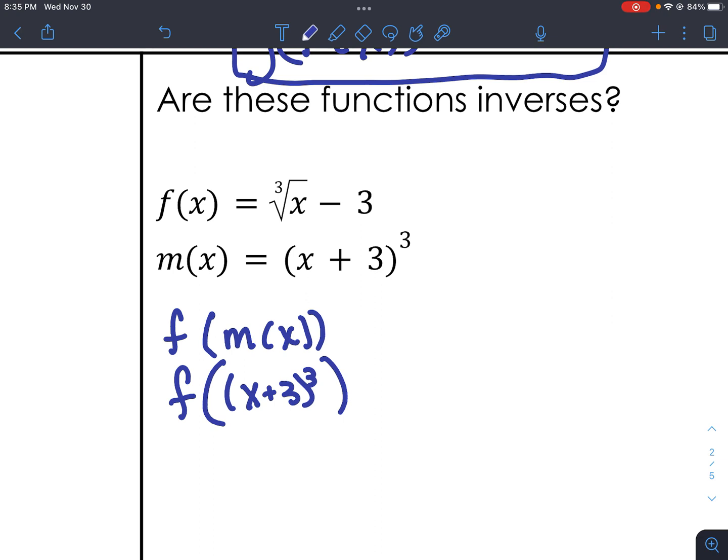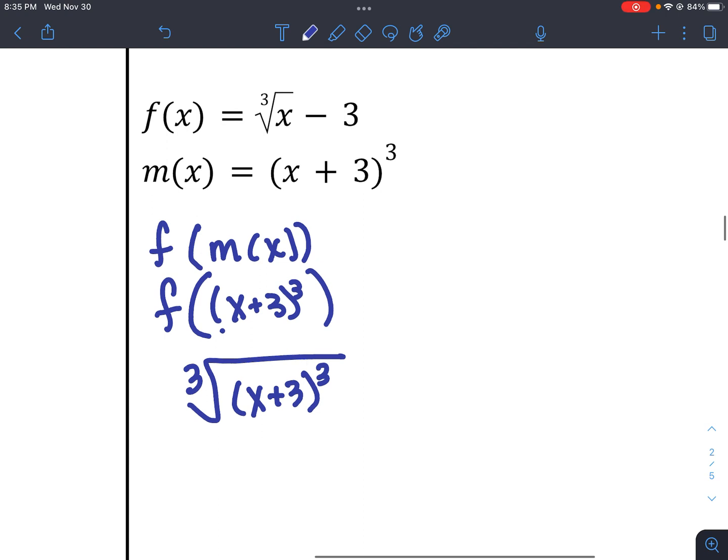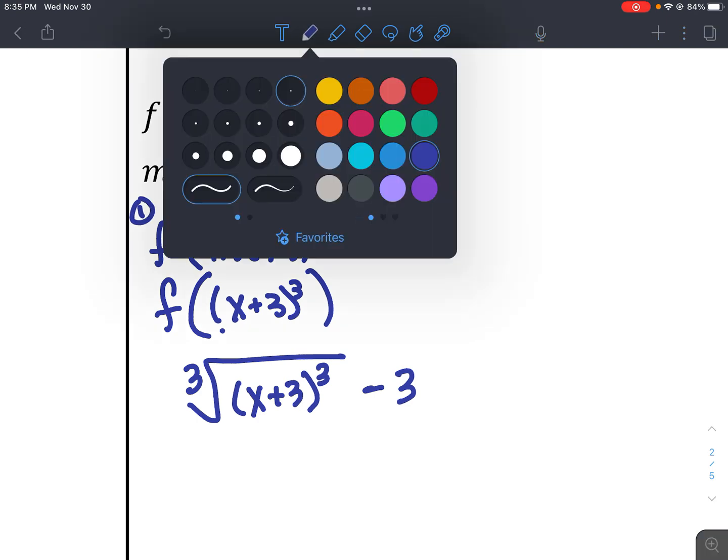There's a lot going on. All right, so the f function. So I take this cubed root. I put x plus 3 cubed where the x is, and then I subtract 3. So this is the first way I'm trying it. Now I can start simplifying.